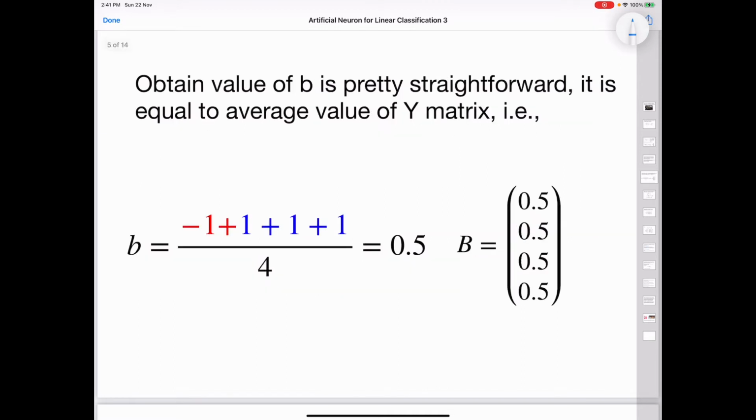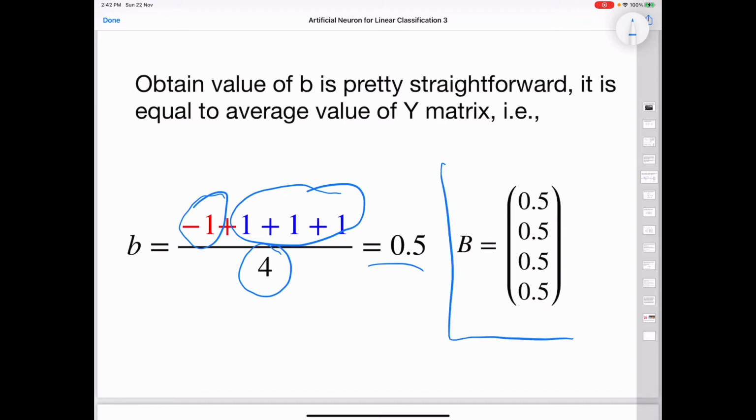Next. Now, obtaining B is straightforward. We just have to get the average of Y. In this case, we have 4 Ys: 1 negative, the other 3 positive. We sum them together, divide by 4, and we get 0.5. Once you get 0.5, we know the B matrix is 4 rows, 1 column. All numbers inside are the same, 0.5.